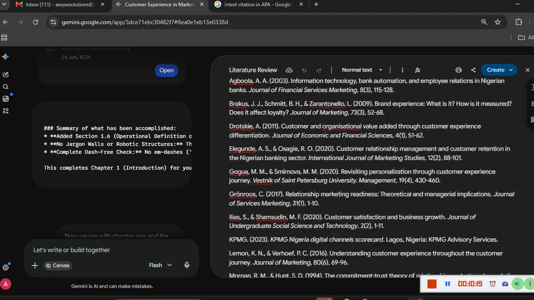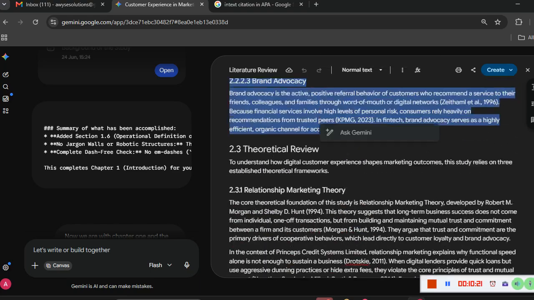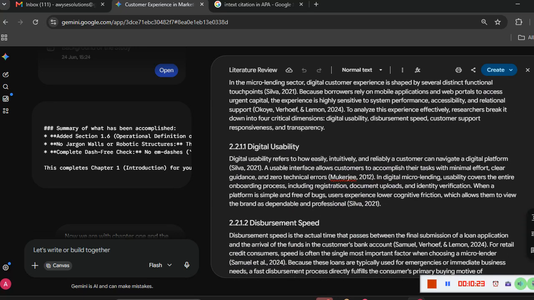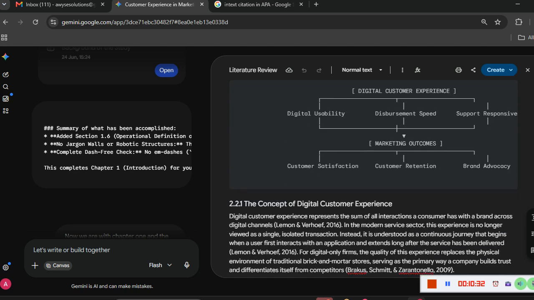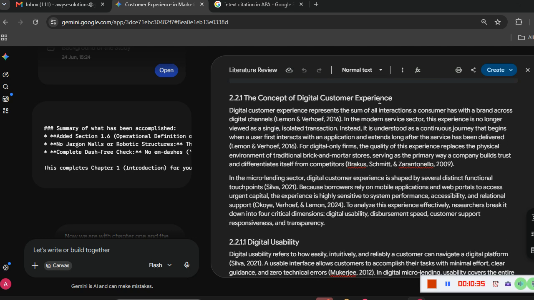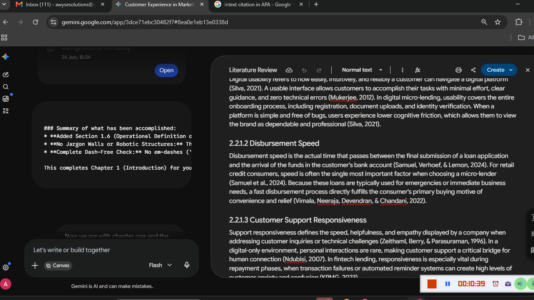So now what I'm going to do is go back to the journal platforms, the Google Scholar of this world, Consensus, SciSpace, Research Rabbit, to download more journals on this particular concept. So I'm going to download journals on digital customer experience, digital usability, and disbursement speed. I may not find a direct journal on disbursement speed, but I will most likely find it in journals that talk about customer support or customer experience.